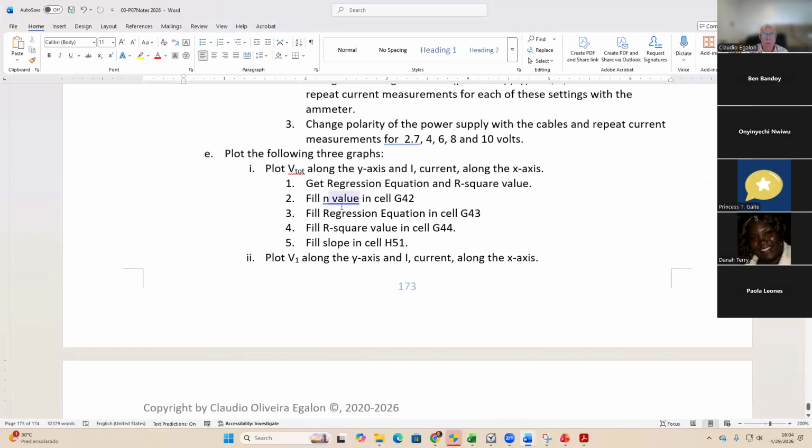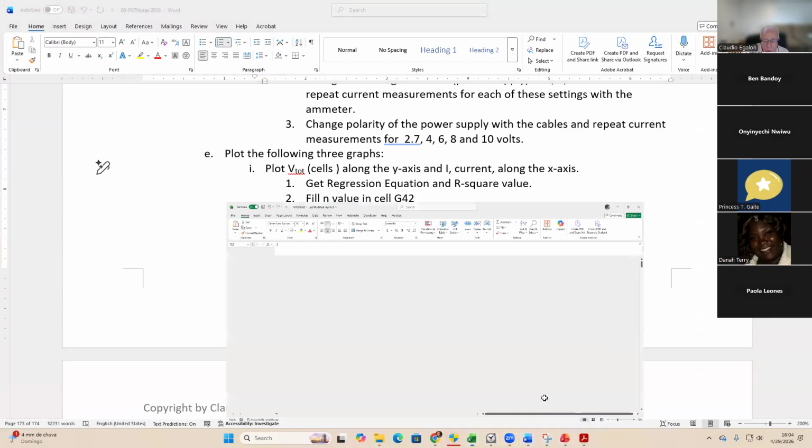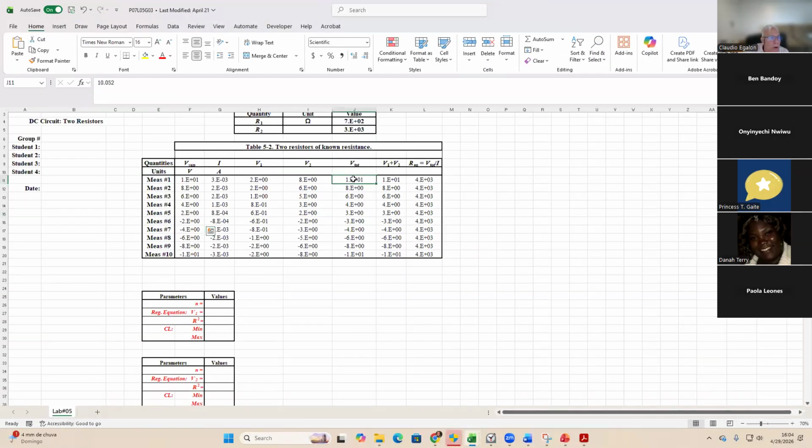V total along the y-axis, and I current along the x-axis. Okay, V total. I'm gonna document here what are the cells. Okay, let's see if you have time. I wanna give a break. 12:05. Here we go. V total is J11 through J20.